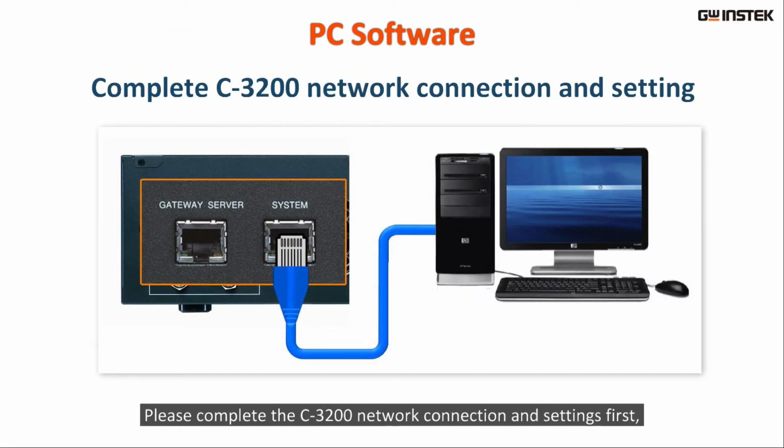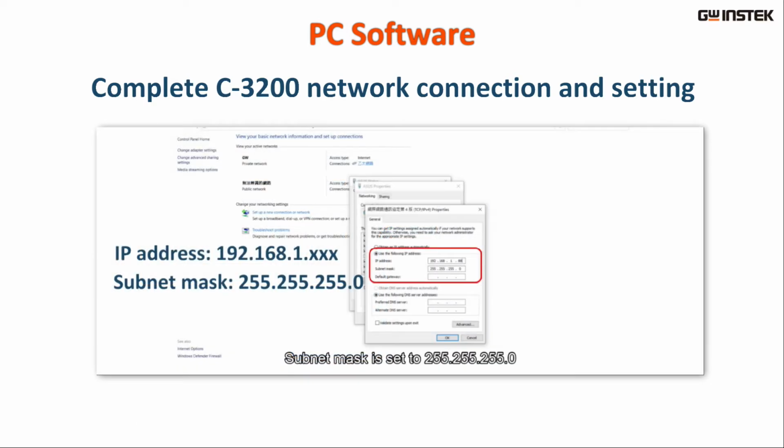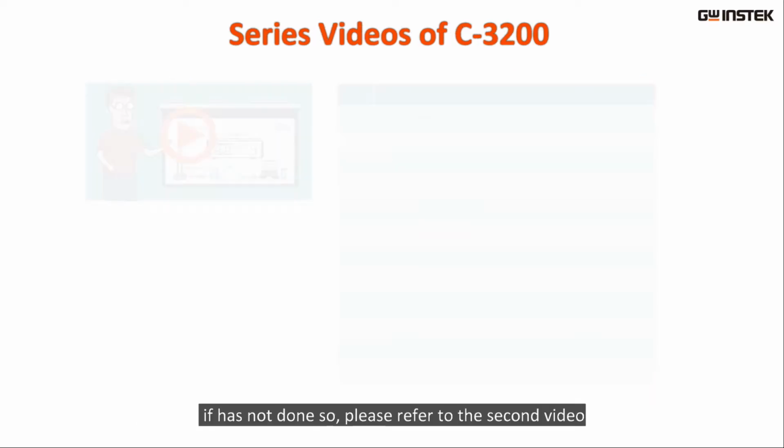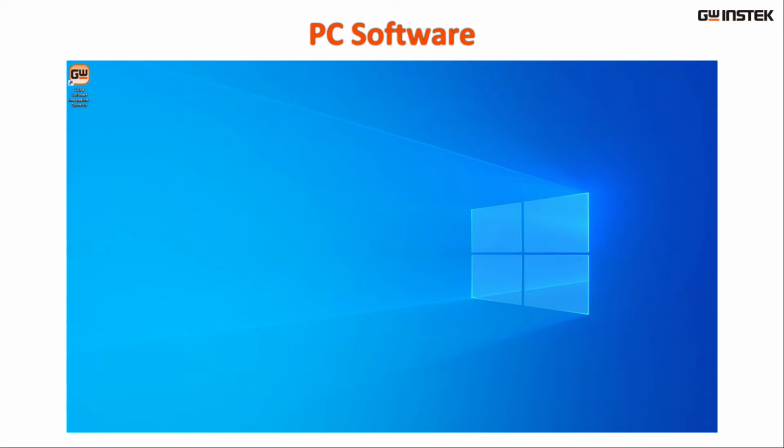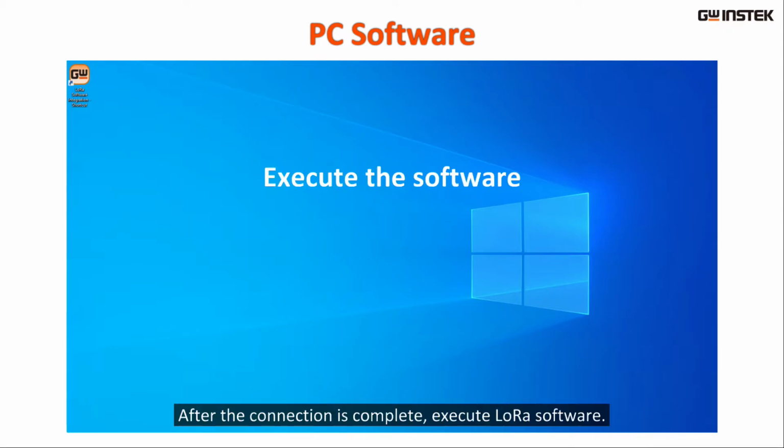Please complete the C-3200 network connection and settings first. If it has not been done, please refer to the second video. Connect the C-3200 with the PC. After the connection is complete, execute the LoRa software.